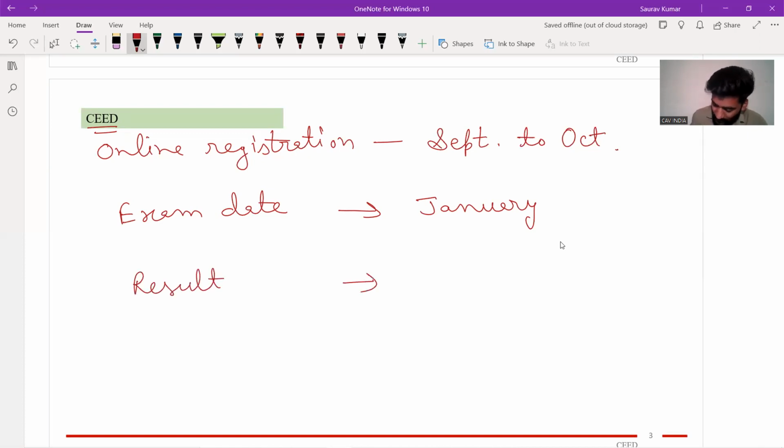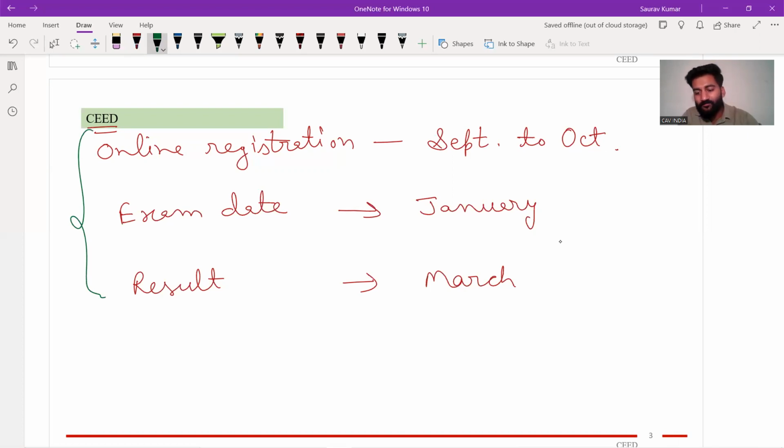And after that, the result will be announced in March. Again, this year the result date was 8th March. In between, you have all the different stages as well. After the exam, they will release the preliminary answer key. Then they also ask students for comments on the answer key if any corrections are needed. So all these things are there in between.